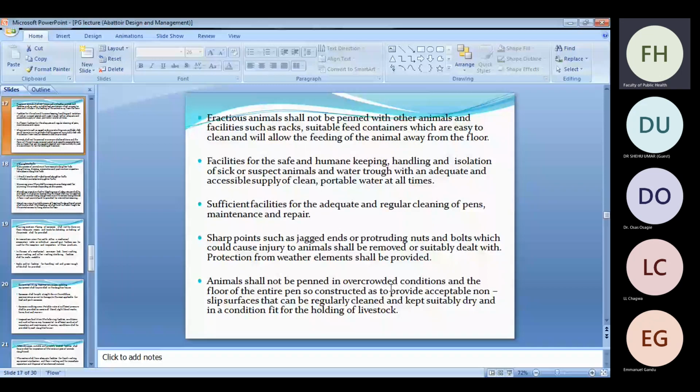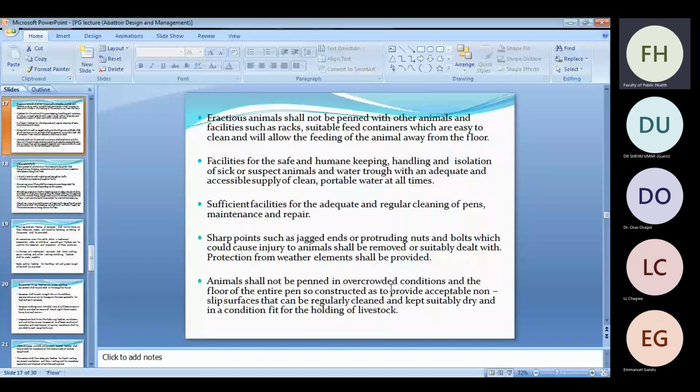Sufficient materials or facilities for adequate and regular cleaning of pens, and maintenance and repairs, are very necessary for the lairage. We should not wait until things get out of hand before we repair things that got spoiled. Like being observed in certain abattoirs, once anything is spoiled, it takes centuries before those things are replaced. That is poor maintenance culture.